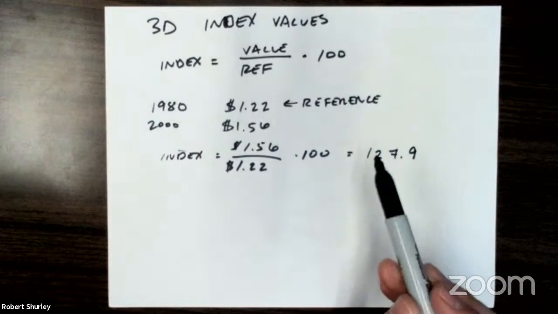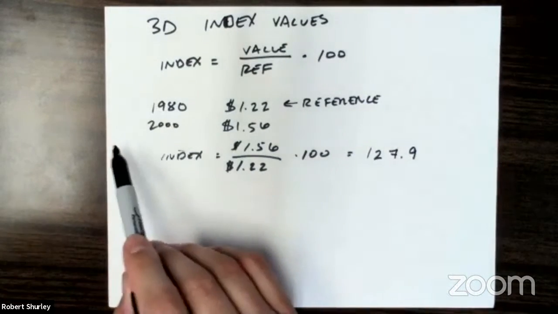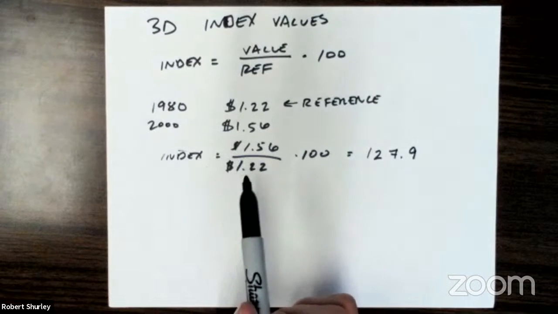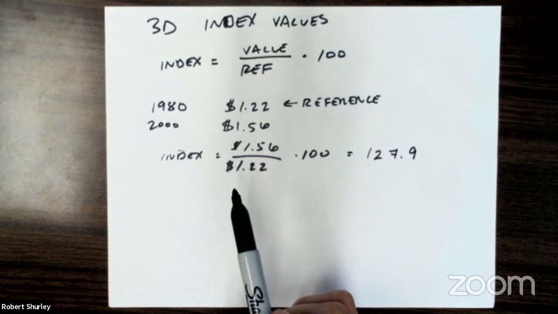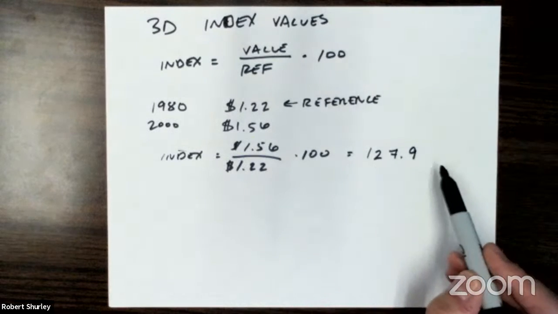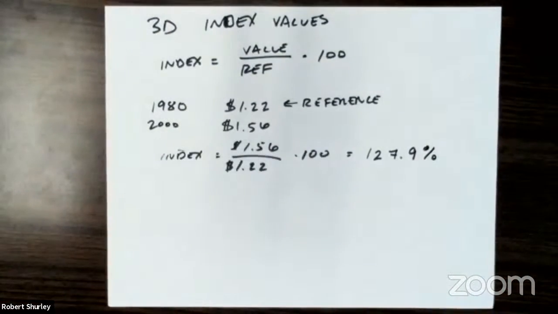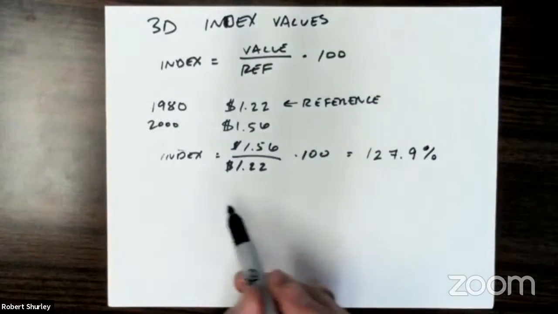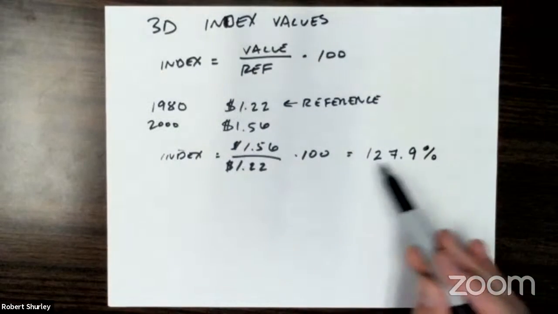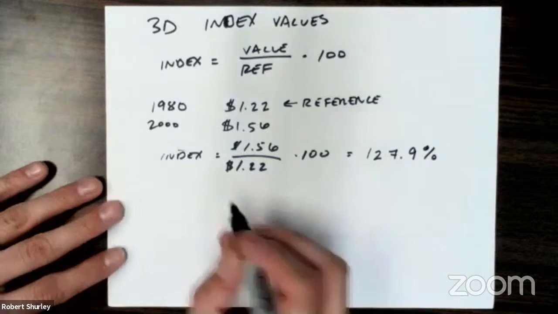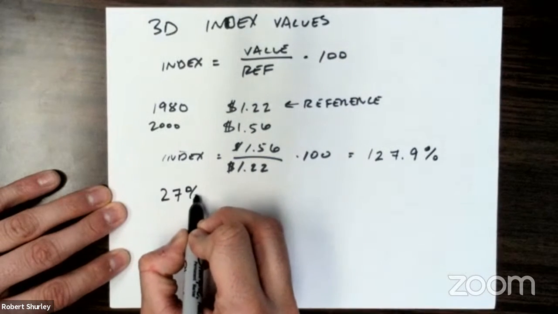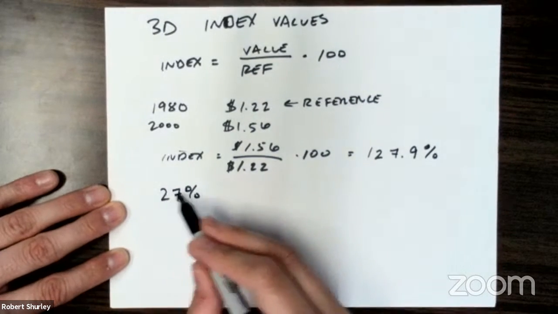Now what this means, in terms of 2000, the price is 127% more than 1980. So 127% more than 1980. If it was the same, it would just be 100, right? So this means there was a 27, well, I should say 0.9%, if you want to put that down there.